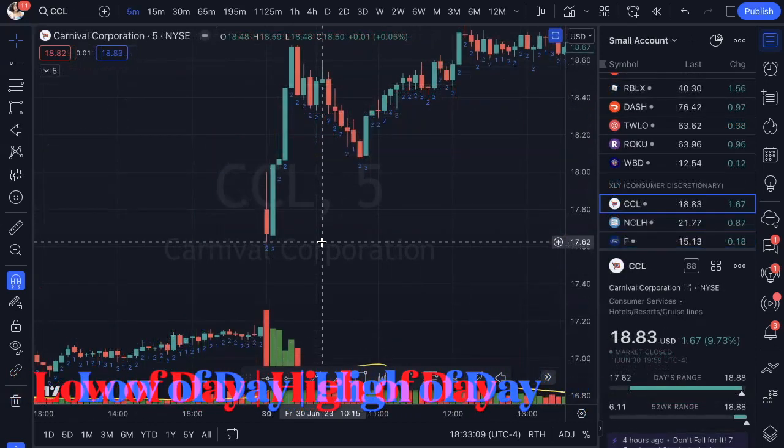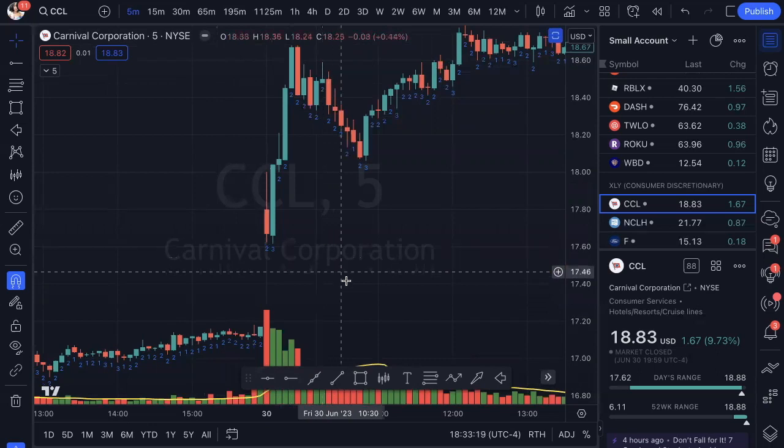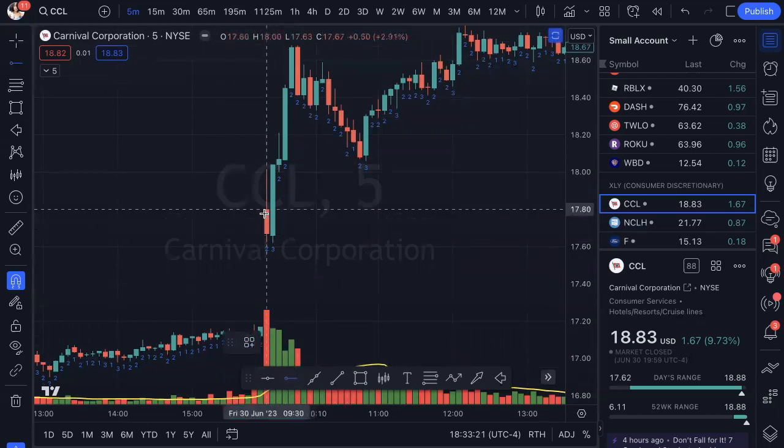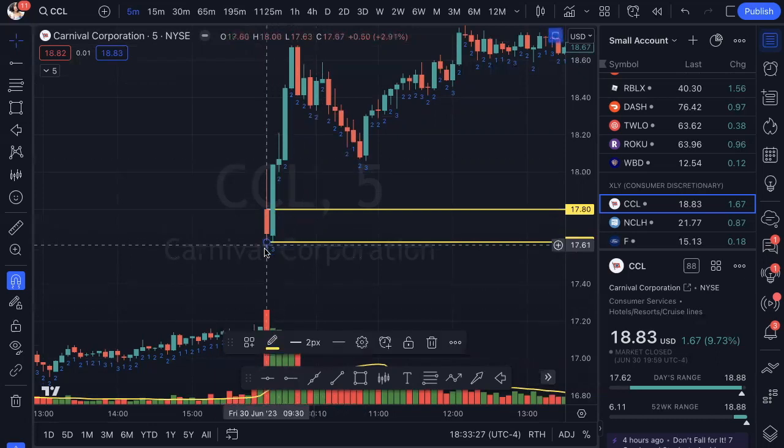All right, so we all know that there are 4 parts to a candle, right? There's the open, high, low, and close. So let's pay attention to the very first 5-minute candle on this Carnival Cruise Line's chart. When this particular 5-minute candle opened, this red one here, it opened right here. And then the lowest point that it actually went to is about 1763.